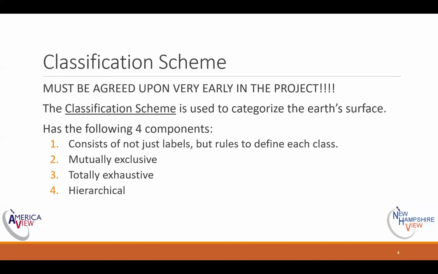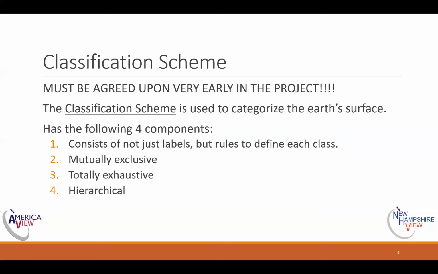Okay, you also want your classification scheme to be mutually exclusive and totally exhaustive. Mutually exclusive means that there's not confusion between categories. If you're on a place on the map and then you go to that same place on the ground, everybody's going to agree what that category is based on the rules or definitions or dichotomous key or whatever you use to define those classes. Okay.